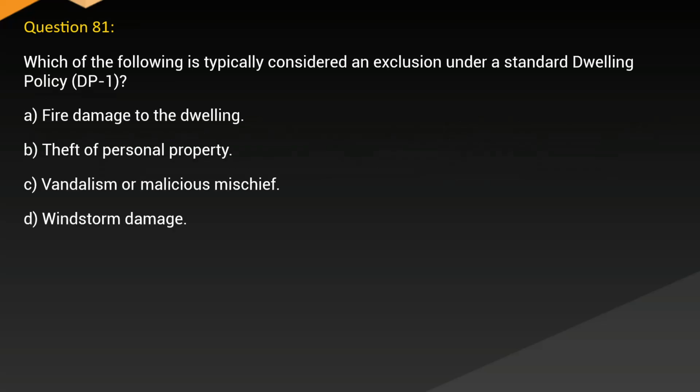Question 81. Which of the following is typically considered an exclusion under Standard Dwelling Policy D1? A. Fire damage to the dwelling. B. Theft of personal property. C. Vandalism or malicious mischief. D. Windstorm damage.